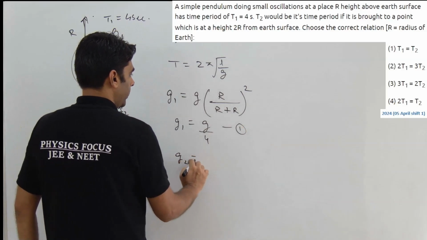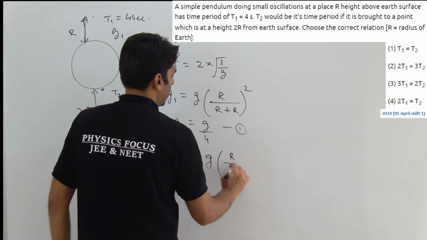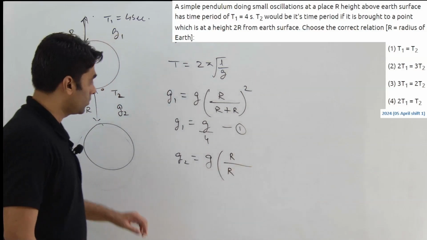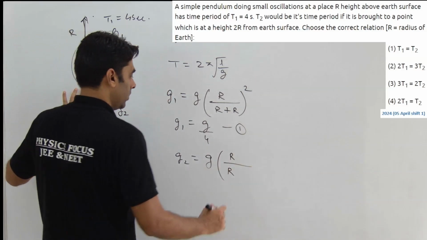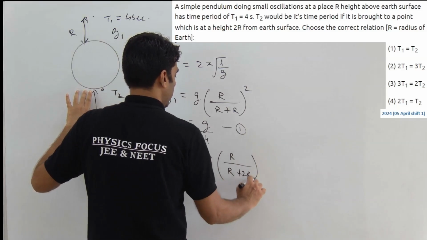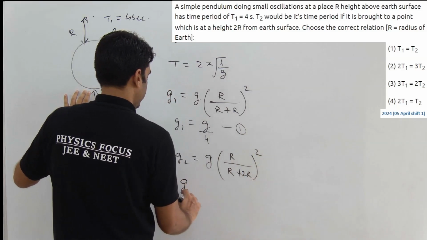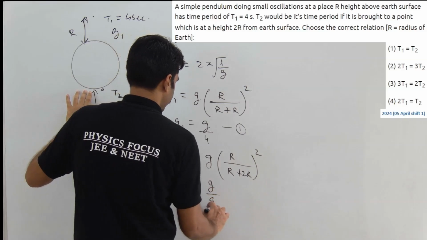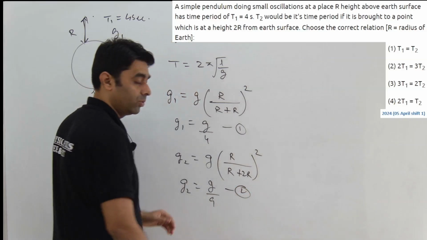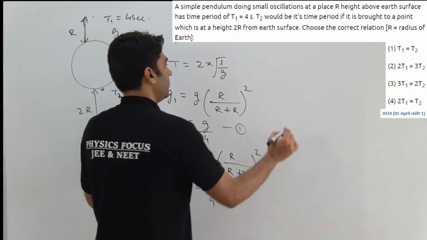g2, if I calculate, is g times R by R plus h, whole square. h over here in the second case is 2R. So R by R plus 2R, whole square. This value will come out to be g by 9. Now, let us calculate T1 and T2.